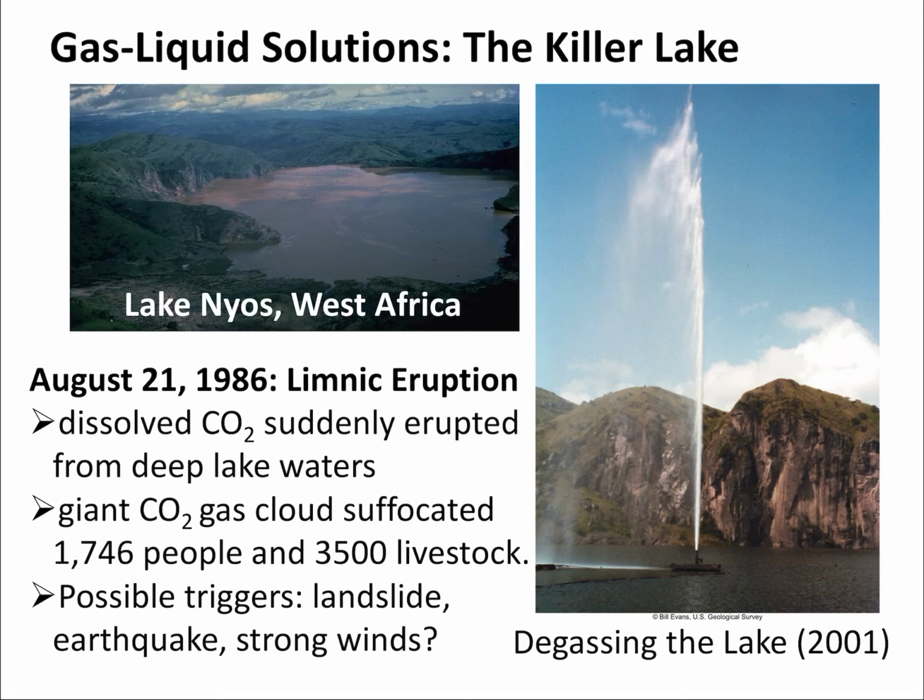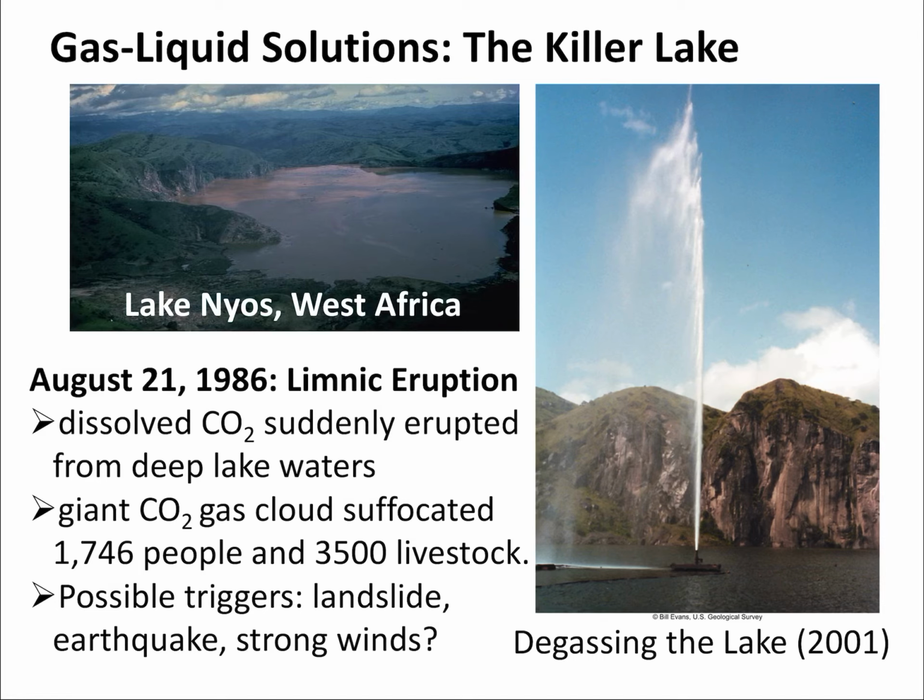That bubbling caused a lot more mixing, and basically it caused the bottom of the lake to be mixed up completely, and in a very short period of time, emitted a huge amount of carbon dioxide. A giant CO2 cloud came out of Lake Nyos into the surrounding area. It suffocated and killed 1,746 people, 3,500 livestock as well. It's a grim but interesting example of Henry's law.